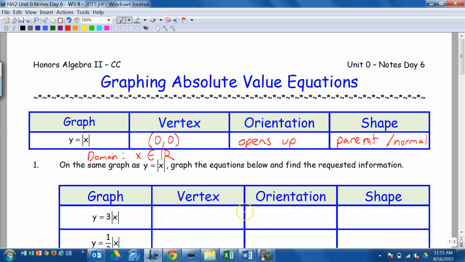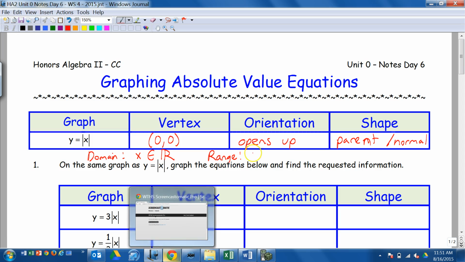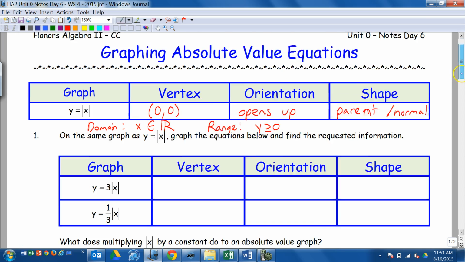Now if you look at the graph, the range is the output values, or the y's. So let's look at this graph again. Do we have any negative y's? I don't see the graph down here. I only see the graph starting at 0, 0 and going up forever and ever, which means that your y values are greater than or equal to 0. So that's what domain and range is.